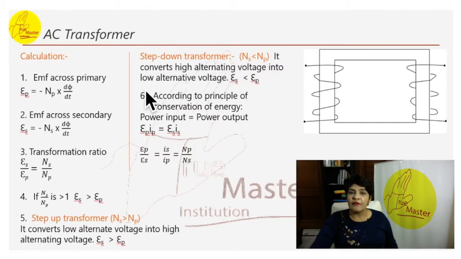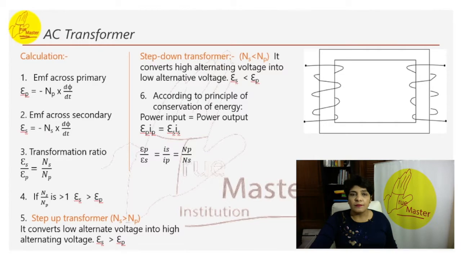Now looking at the EMF across the primary coil, how much EMF will be developed? EP, which represents the EMF across the primary coil, will be equal to the number of turns in the primary coil multiplied by d flux by dt. The EMF across the secondary coil will be represented as ES equals the number of turns in the secondary coil multiplied by d flux by dt. The transformation ratio will be ES divided by EP, so here it becomes NS divided by NP. This is what we have to remember. These are a few of the formulas that we have to remember.